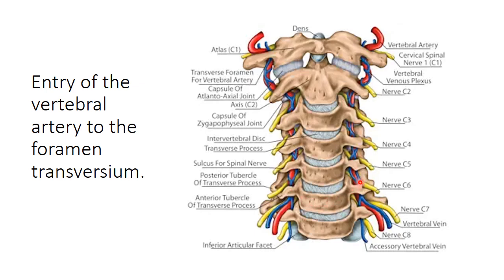The foramen transversarium is on the other side, through which the vertebral artery, the vertebral blood vessels, go up, all the way up, and enter through the foramen magnum into the skull. So the entry of the vertebral artery vessels occurs at the level of C6.